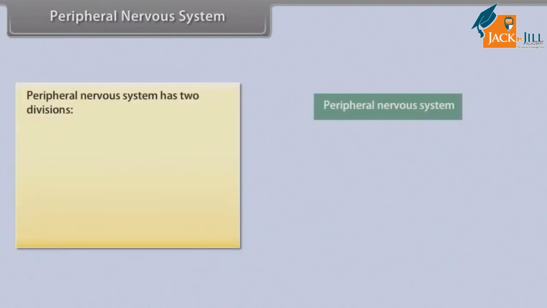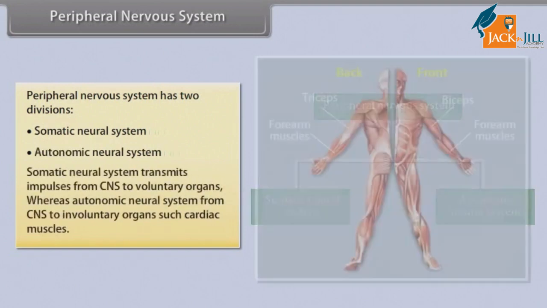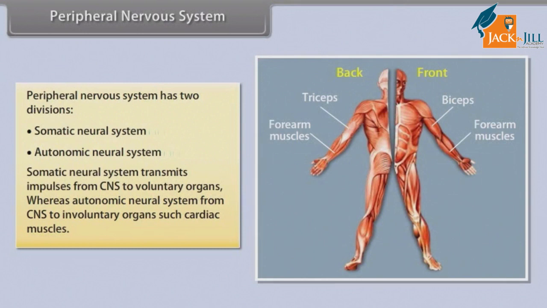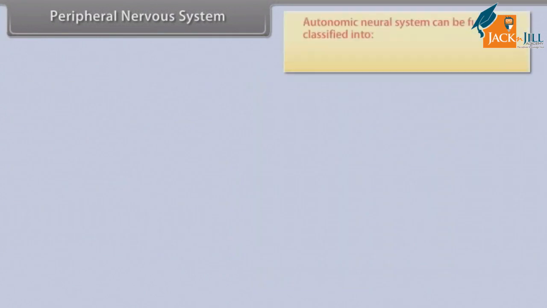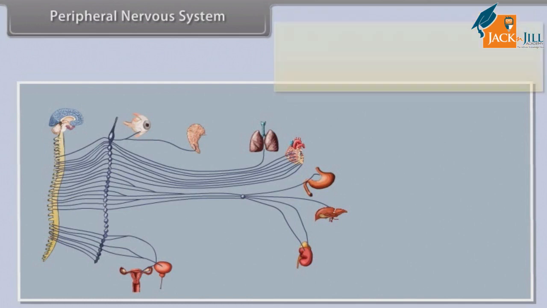Peripheral nervous system. The peripheral nervous system has two divisions, that are somatic neural system and autonomic neural system. Somatic neural system transmits impulses from CNS to voluntary organs, whereas autonomic neural system transmits from CNS to involuntary organs such as cardiac muscles. The autonomic neural system can be further classified into parasympathetic neural system and sympathetic neural system.